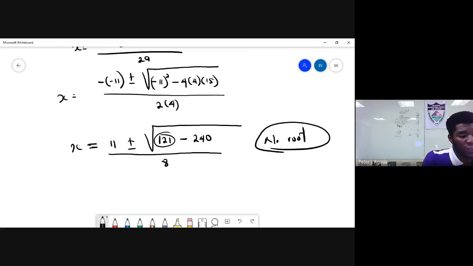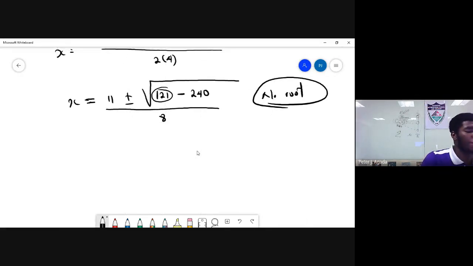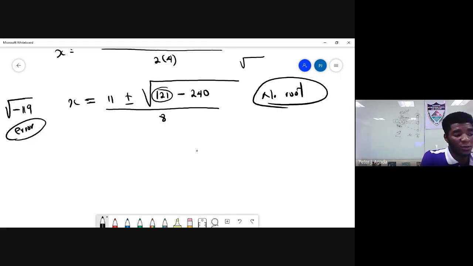But let's see the simplest expression that we can get by solving this quadratic equation. Remember, this is a no root equation. What I mean is, if you subtract this one, you'll have 121 minus 240. That gives us negative 119. And we cannot have a negative square root. When you try it out on your calculator, this will give you an error. That's exactly what I mean.